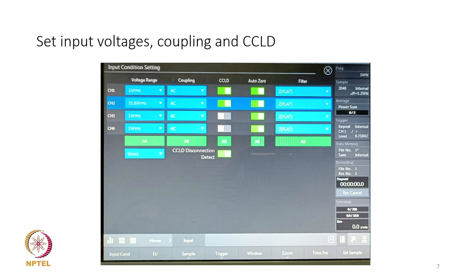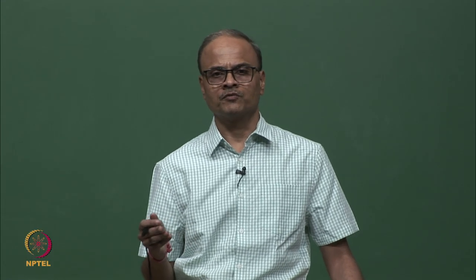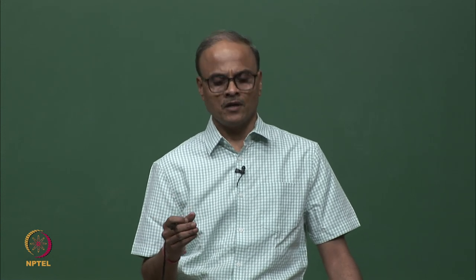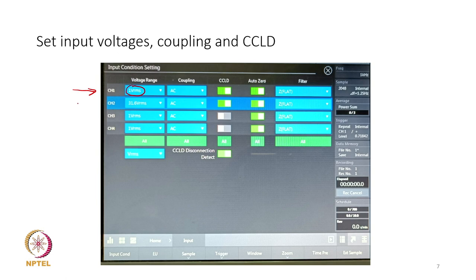For example, for channel 1, we have selected 1 volt RMS as the maximum voltage that this channel can accept. If the voltage exceeds this, it would amount to an overload of the channel. This has been decided by first having an initial measurement of the force and response signals, and based on the level of the force and responses, these values have been chosen. Then for channel 2, the maximum voltage has been taken as 31.6 volts RMS.